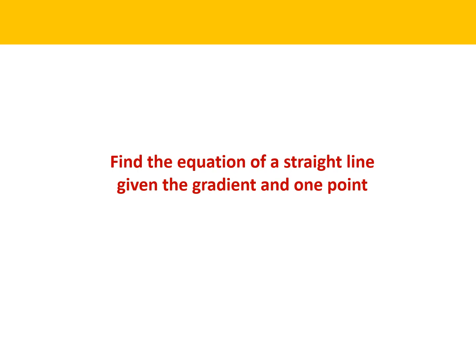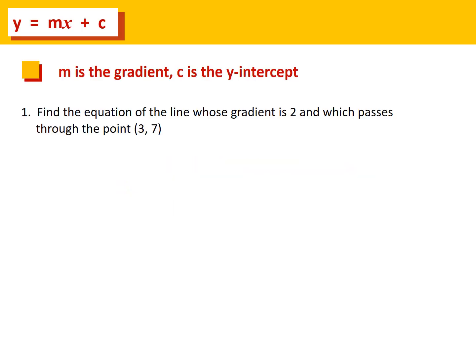So if we're given the gradient of a line and then one point that lies on the line, the question is, how do we find the equation of that line? Well, here's how. Imagine we're told the gradient of the line is 2 and that the line passes through the point (3, 7).